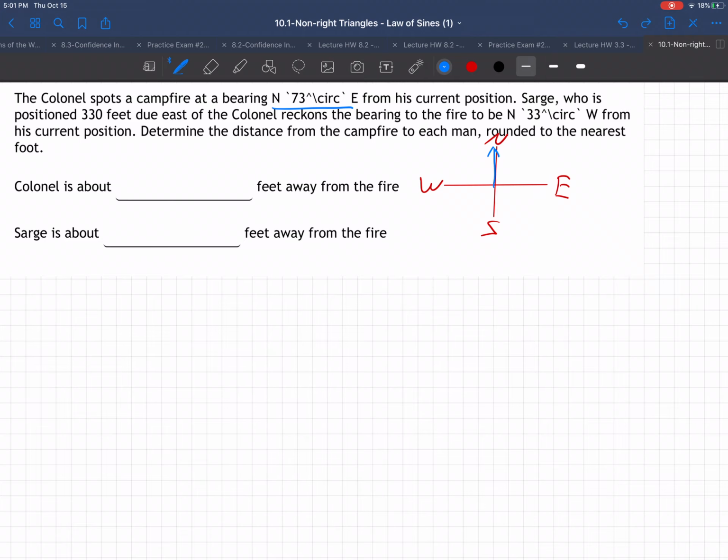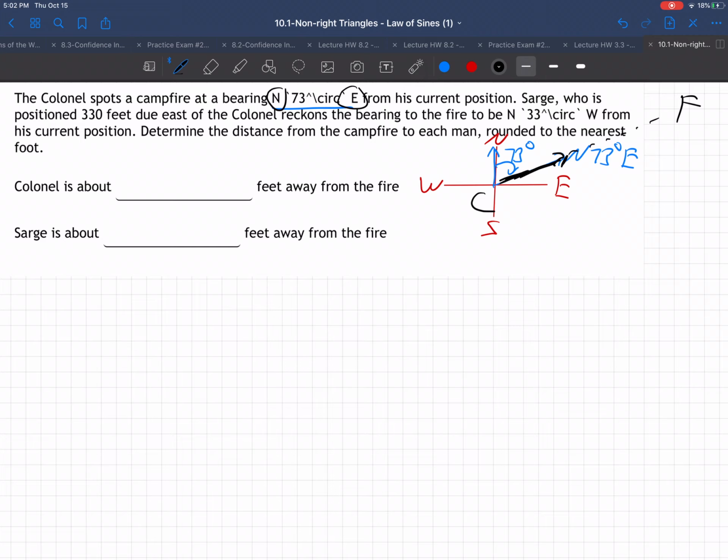Let me try that again. It's a little too much. Maybe there. 73 degrees to the east of north. That's north 73 degrees east. That direction right there would be north 73 degrees east. In other words, you start with north. When they say north 73 degrees east, you start going straight up, but then you go 73 degrees to the east of north. That's the direction in which the colonel, so the colonel's here, and he spots the fire off in that direction.